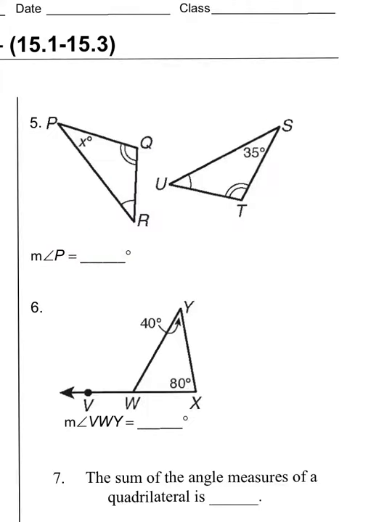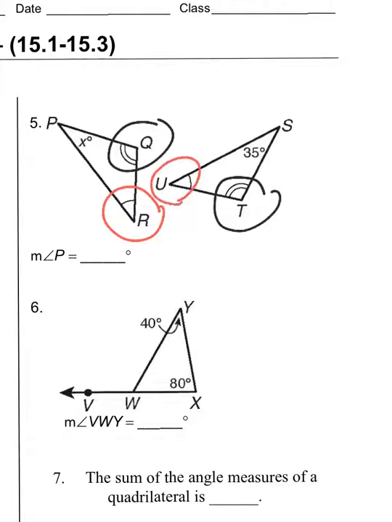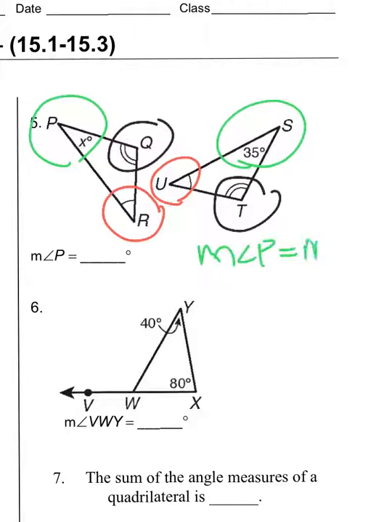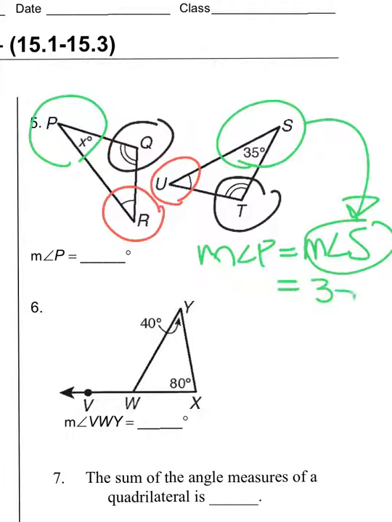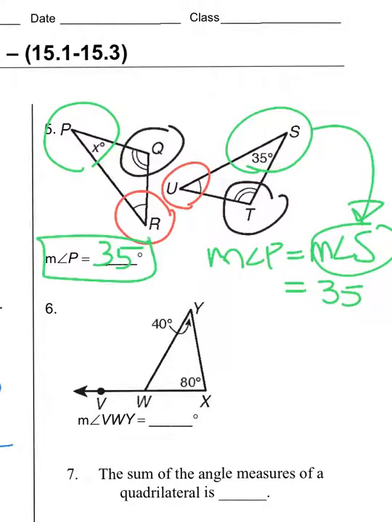On number 5, you can tell that Q is congruent to angle T. You can also tell that angle R is congruent to angle U. And that leaves us with angle P congruent to angle S. Now we're looking for the measurement of angle P, but we know that it is equal to the measurement of angle S, and we know the measurement of angle S. Yay! So the measurement of angle S is 35. That means the measurement of angle P, which is our answer, is also 35.